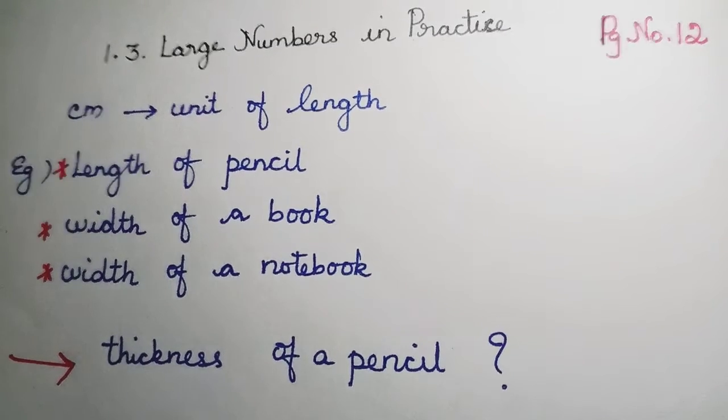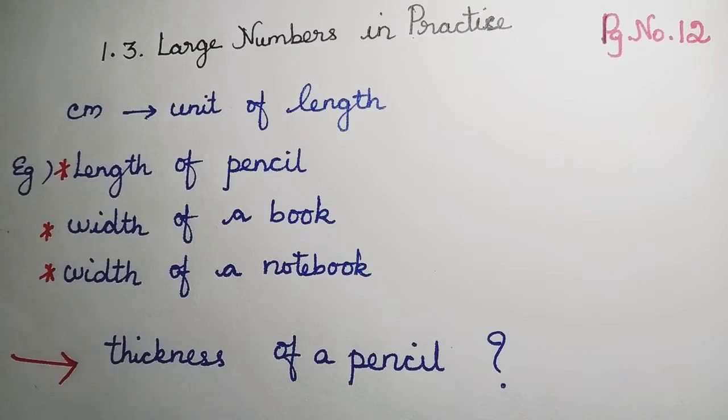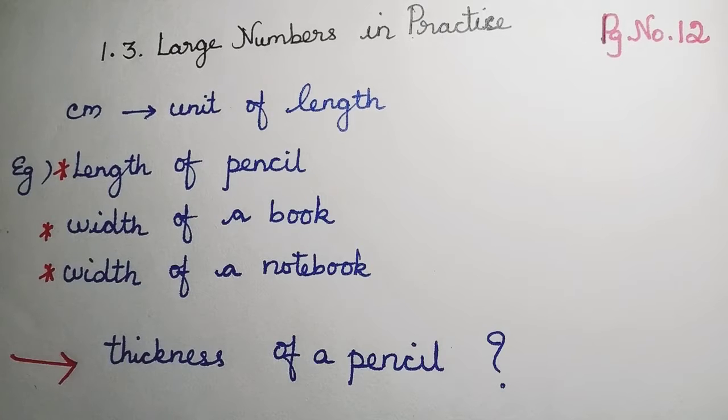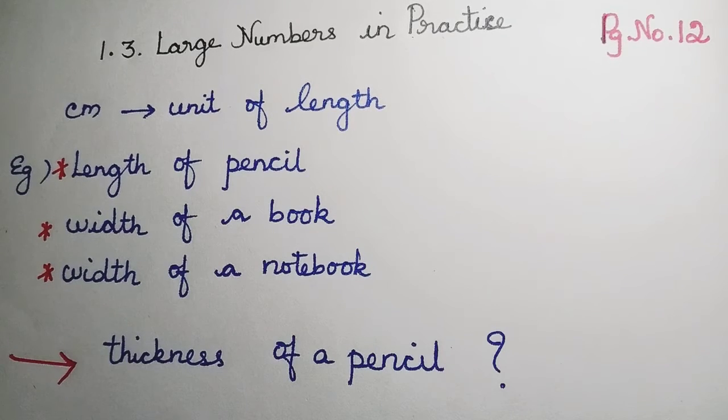Page number 12. So far we have seen how the numbers are used, somewhat like big numbers, in lakhs, in millions, how to denote big numbers. Now, in this class, we will see how to mention large numbers based upon their units. How will we measure some distance, or some quantity of liquid, etc.? For that we have some units.